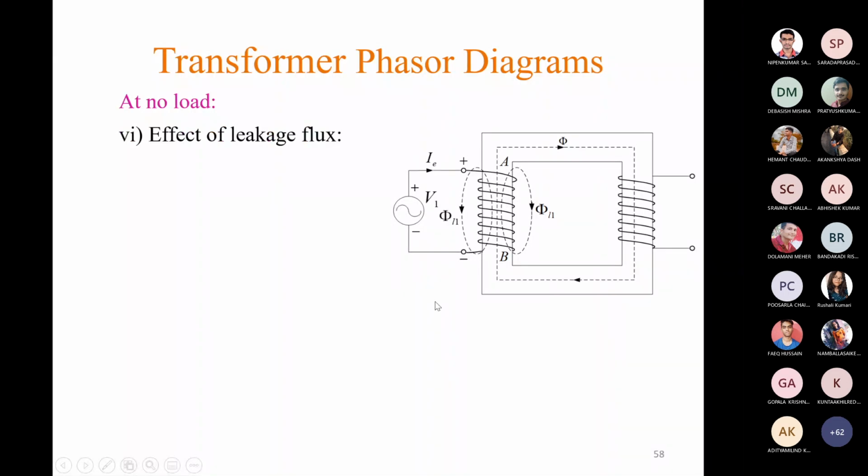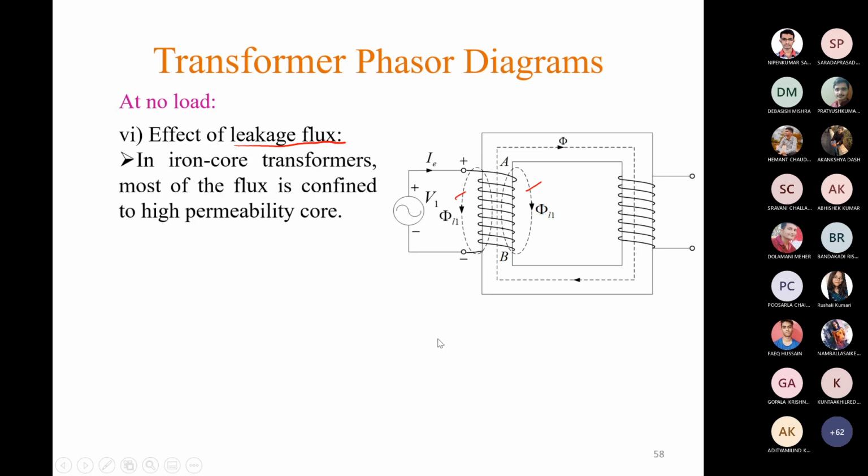Now the effect of leakage flux. So now I am going to discuss this leakage flux in more detail. So what is this leakage flux? In this diagram you can see a schematic of a transformer under no load condition, and this phi L1 and phi L1, this flux and this flux, these two flux lines are produced by the primary winding and linking with the primary winding only. They are not linking with the secondary winding. That is why this flux phi L1 is called the leakage flux.